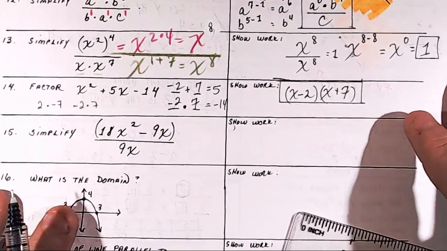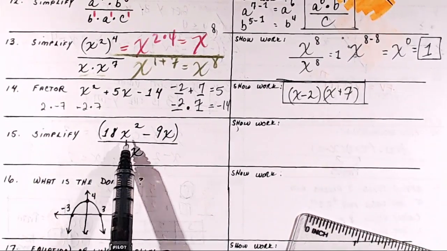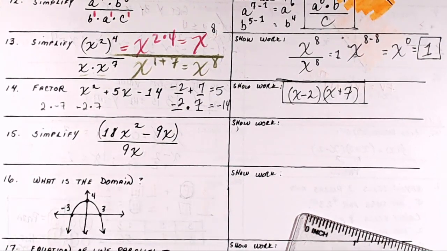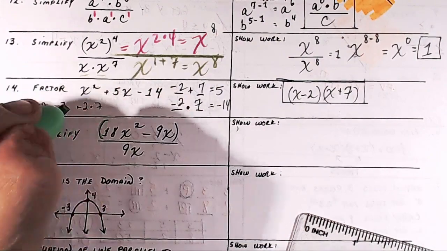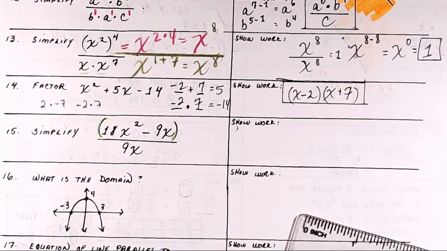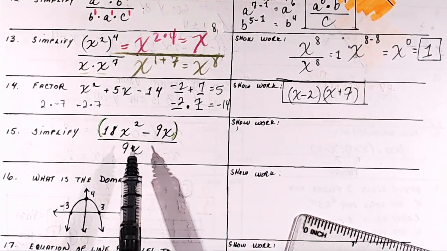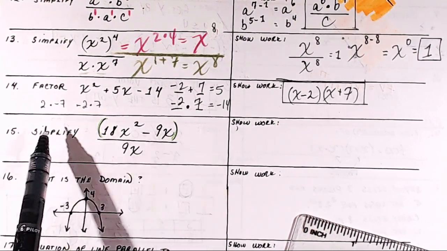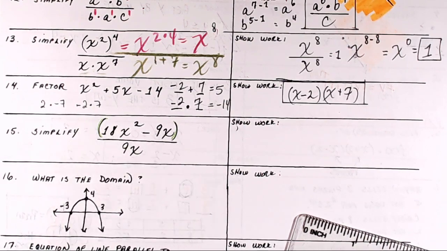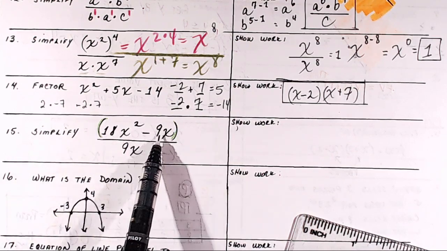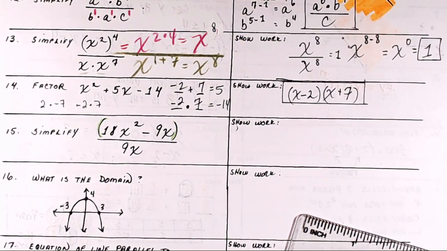Number 15, simplify. 18x squared minus 9x, all in parentheses. These parentheses turn out to be very important. This is kind of the giveaway that they're going to do something with those. Over 9x. Because I've got parentheses, my brain is being triggered: PEMDAS, parentheses, I better do something here. Is there a factor that I can pull out of both of these terms? What can I pull out of both of these terms? Well, I could pull out a 9 because 18 can be divided by 9 and 9 can be divided by 9. But is that the greatest common factor?